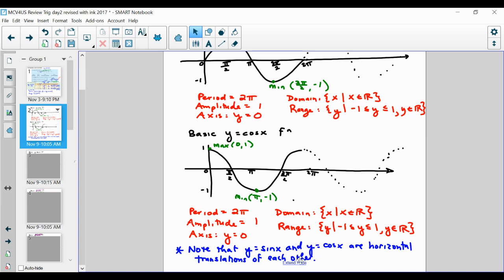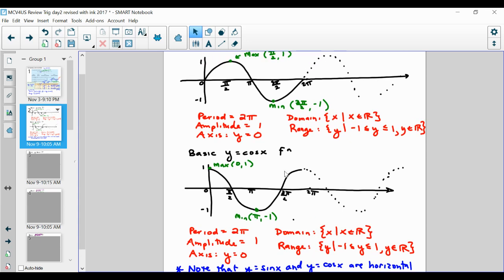Notice that they are horizontal translations of each other. If I shift the sine function pi over 2 units to the left, I'll get the cosine function. Or if I shift it 3 pi over 2 units to the right.